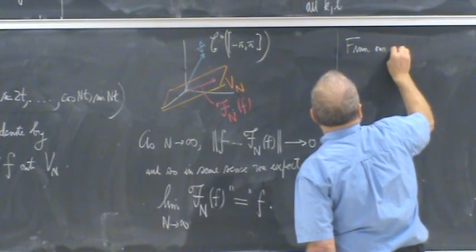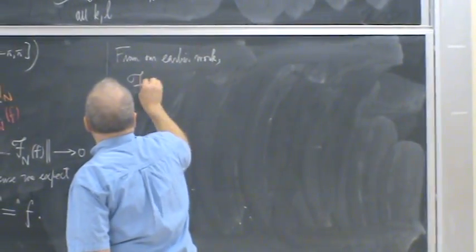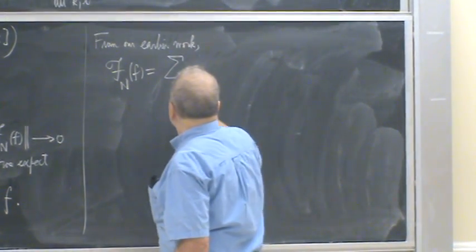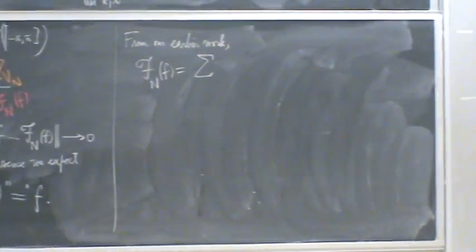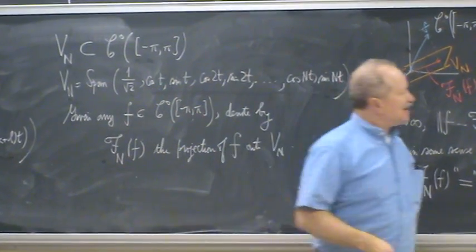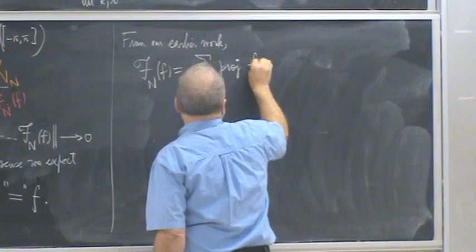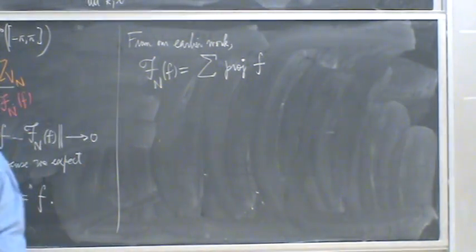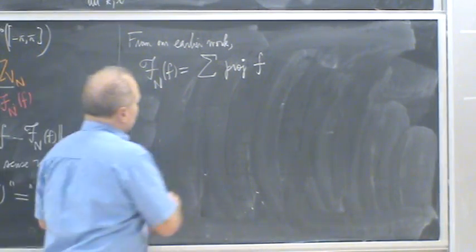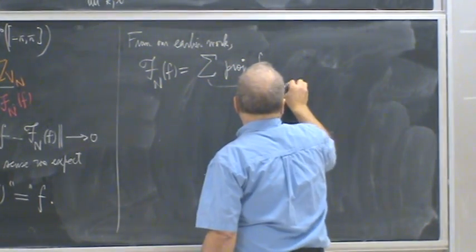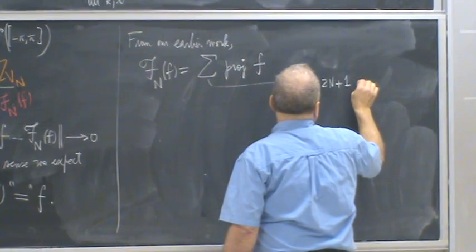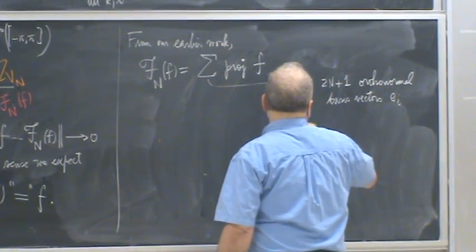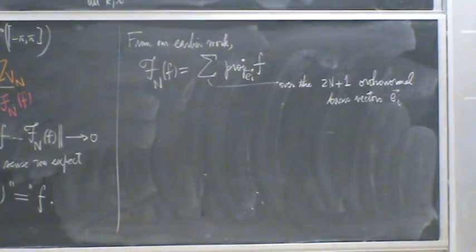From our earlier work, you would compute this projection by taking the sum from i equals 1 to what, n? Well, I've got 2n plus 1 vectors here, right? So the sum of the projections of f onto these, so maybe we need some notation here. Projection onto the sum over the 2n plus 1 orthonormal basis vectors, e_i, let's say. So you would take the sum of the projections onto those orthonormal basis vectors.